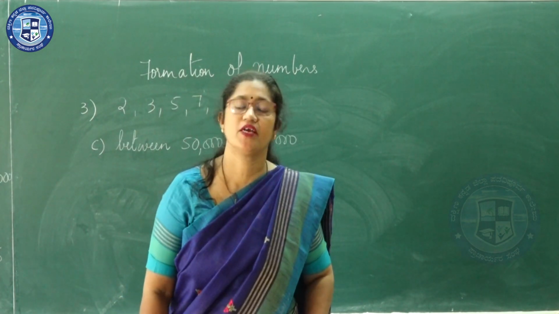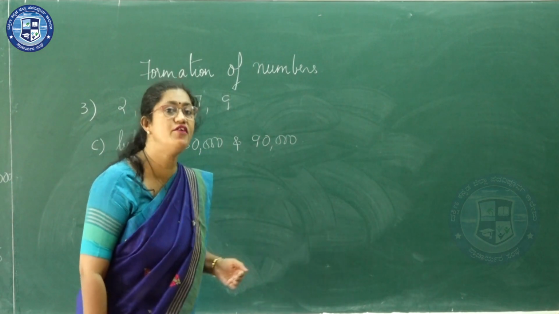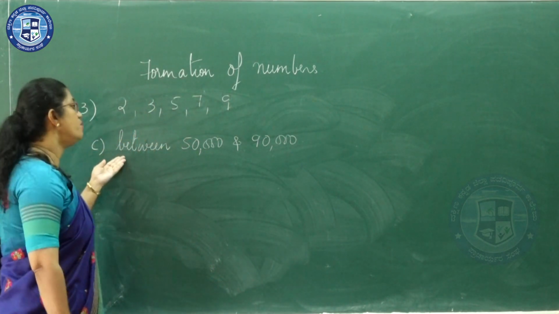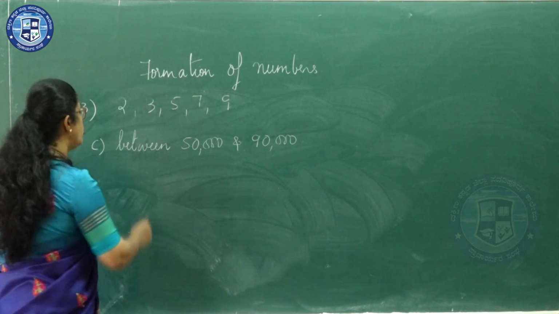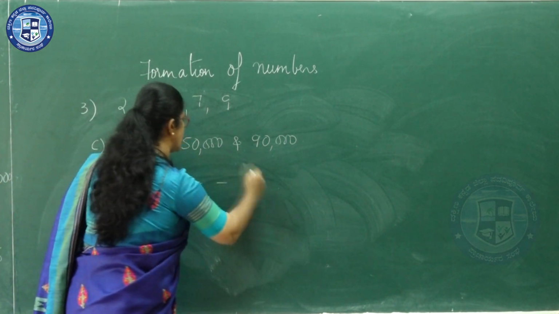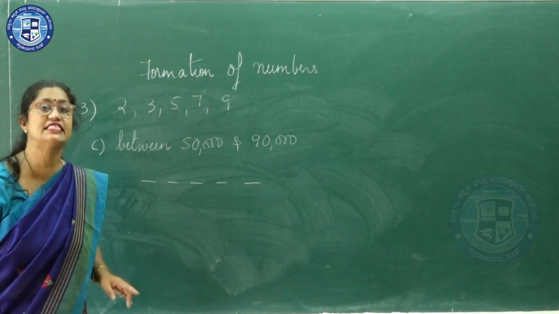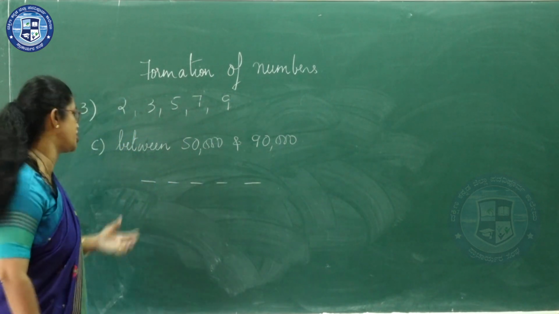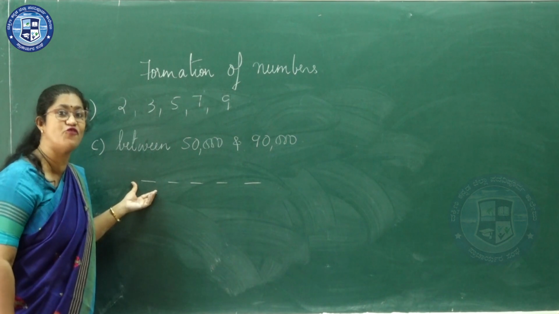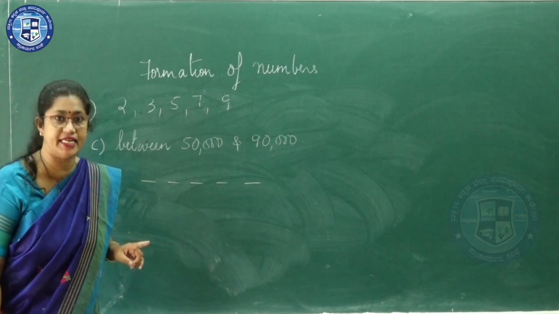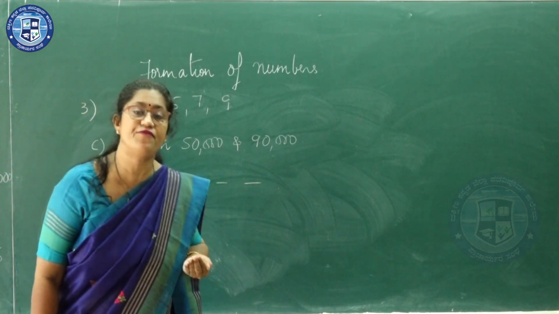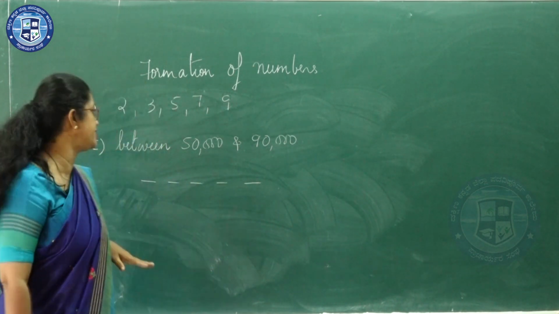Option C. Option C says how many 5-digit numbers can be formed between 50,000 and 90,000. Again we go back to the same logic, because it is a 5-digit number, there is a restriction. Where is the restriction? The restriction is in the first place. If it has to be between 50,000 and 90,000, more than 50,000 but less than 90,000.